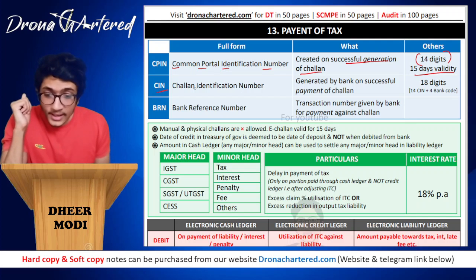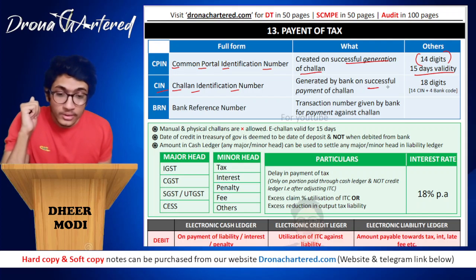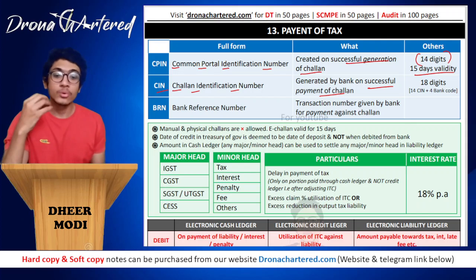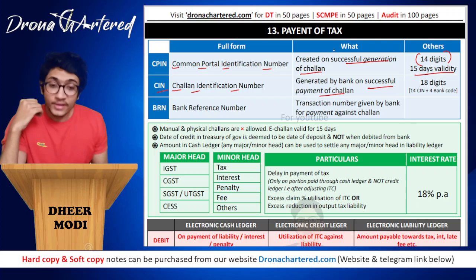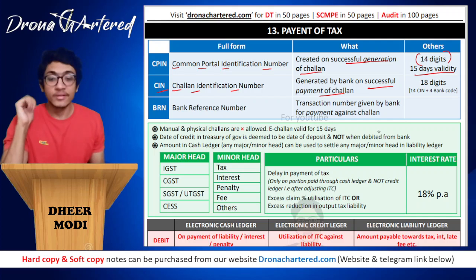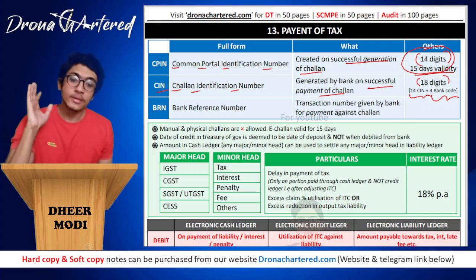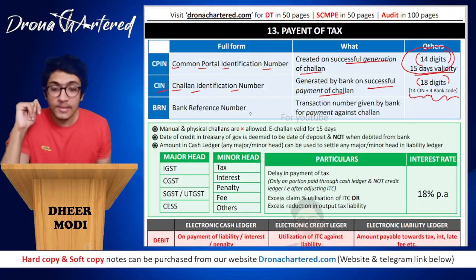Now, CIN is your challan identification number. It is generated by bank on successful payment of challan. So when you have created a challan, you get CPIN. When you have paid the challan, you get a challan identification number. Now this challan identification number is of 18 digits. That is, the 14 digits of the CPIN that was generated, plus a 4-digit bank code is added. So this means that your challan has been paid.